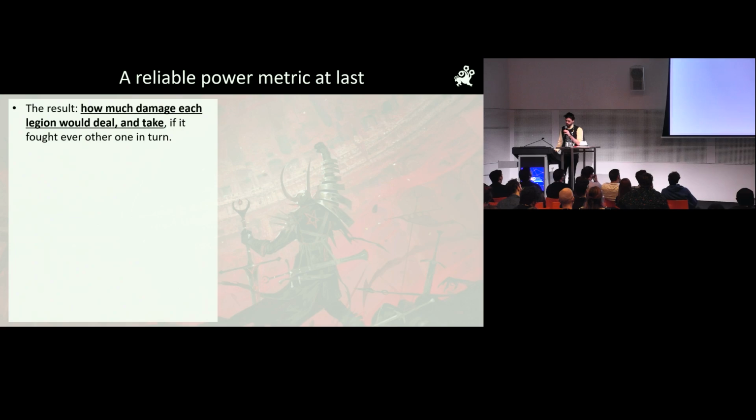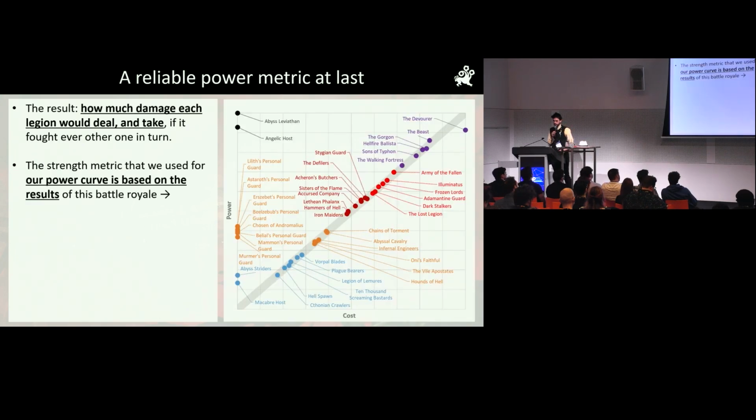So what does this give us? Well, it gives us essentially a total of how much damage every legion deals and takes, were it to fight every other possible legion in the game. And that is how this power curve was actually generated, right?